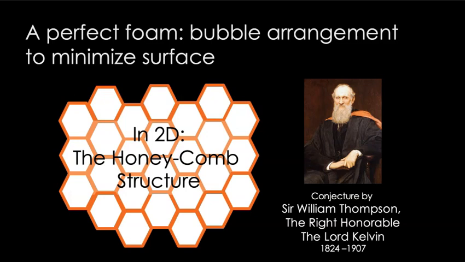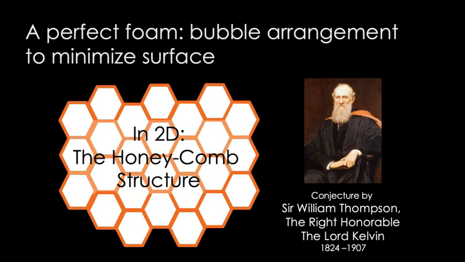And he was curious about what would be the arrangement, the configuration of bubbles, in order to minimize the surface. And he created this conjecture that the honeycomb structure would be the optimal configuration, an optimal form. This scientist lived between 1824 and 1907. So he died at the beginning of the 20th century.